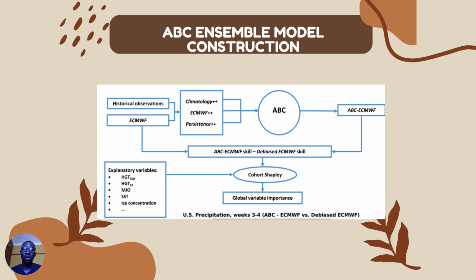So briefly, this is how the model is constructed. We see our ABC model here. It receives data, all observations from historical observations. That is the ECMWF, then the climatology plus plus, that is one of the models used, then persistence plus plus, and then the ECMWF plus plus. If they combine these all together, then they get an ABC ECMWF model. That's what they called it.